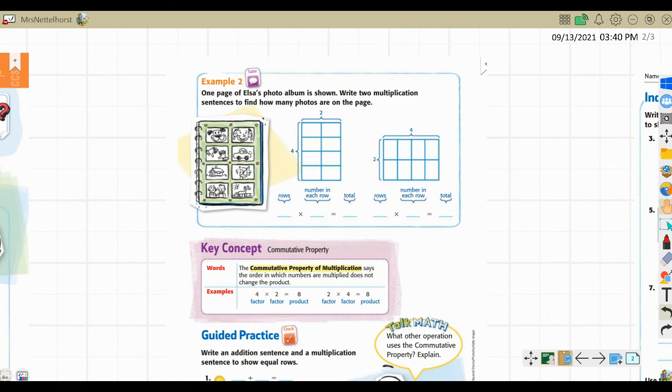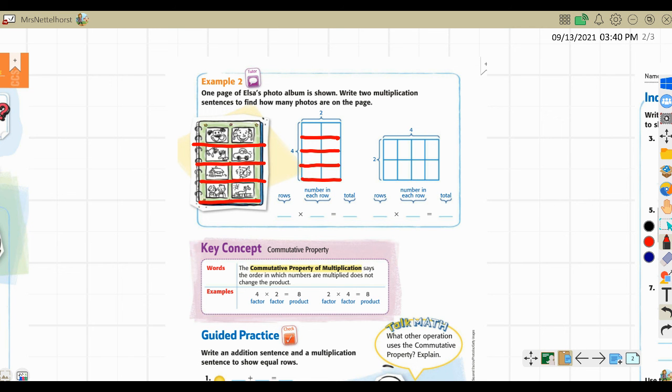Okay, so one page of Elsa's photo album is shown. We need to write 2 multiplication sentences to find how many photos are on the page. So the first array is drawn just like the photos on her page. Let's go ahead and count the rows. We have 1, 2, 3, 4 rows. And you can see here, there's 1, 2, 3, 4 rows.